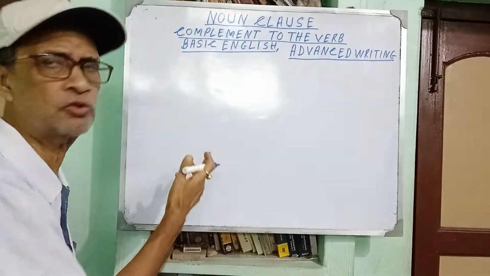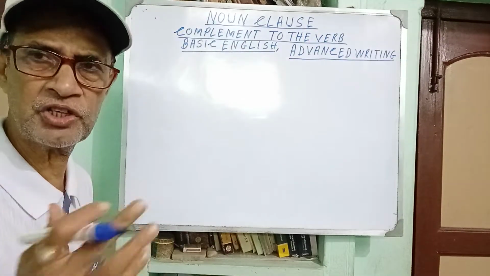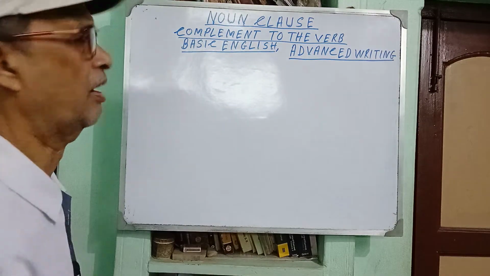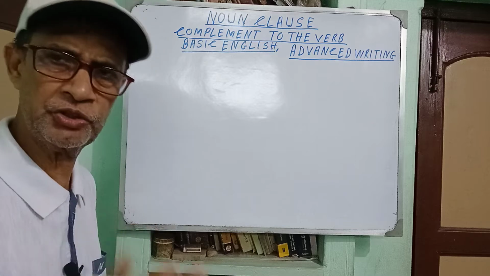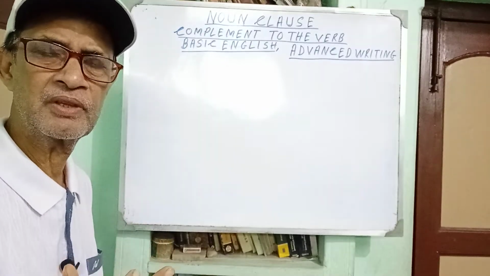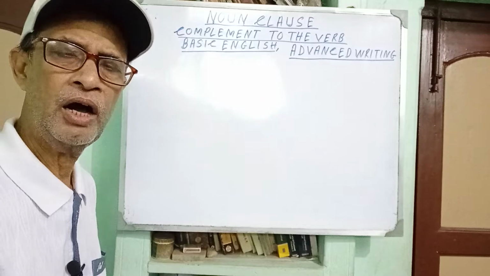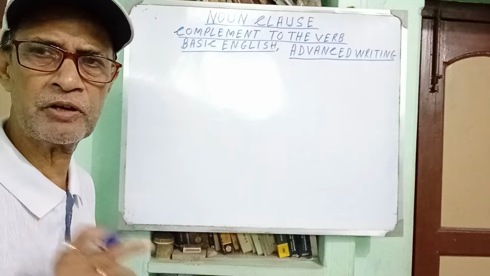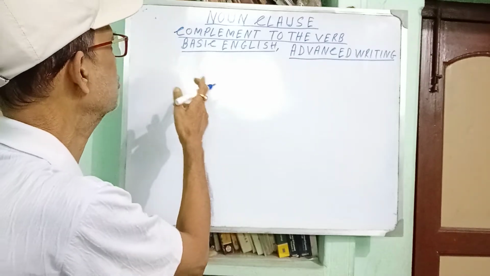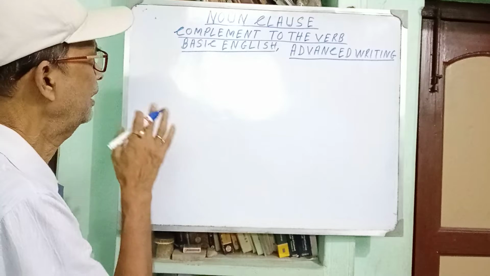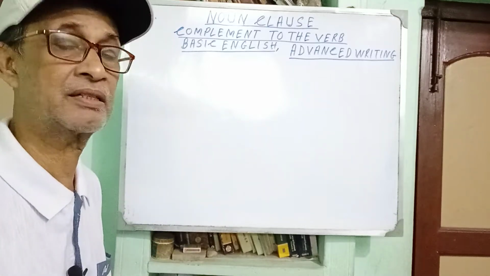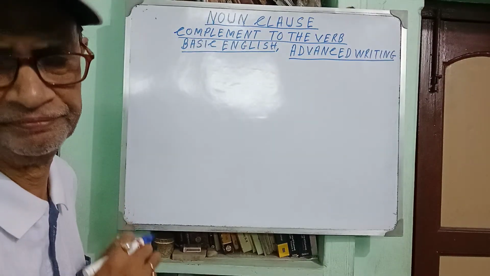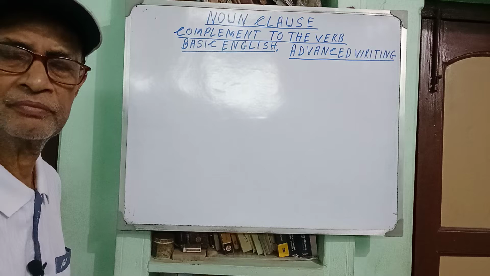My today's topic is noun clause for the construction of complex sentences, complement to the verb. I already discussed with you noun clause subject to the verb and object to the verb. And now tonight's topic of discussion is noun clause complement to the verb. It is basic English, but it is very useful for advanced writing. Okay?